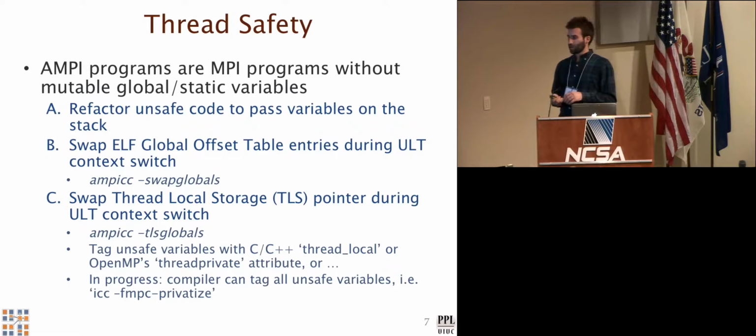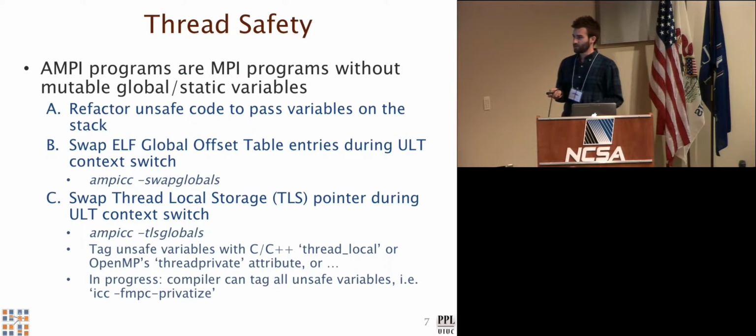Another method is to rely on the fact that you're running on a system that supports the ELF binary format. You can rewrite the global offset table at the process level every time you switch between AMPI ranks that are executing on the same core. This has an overhead in proportion to the number of global variables, so if you have many thousands of global variables, that can become expensive. Another limitation of this method is that it doesn't work on static variables, because those aren't defined in the same section of the binary that's visible and accessed through the global offset table.